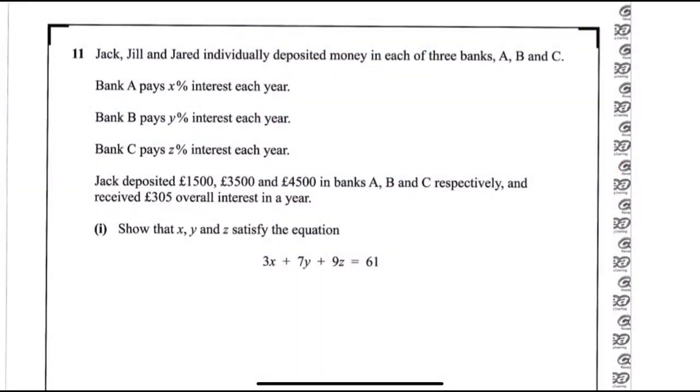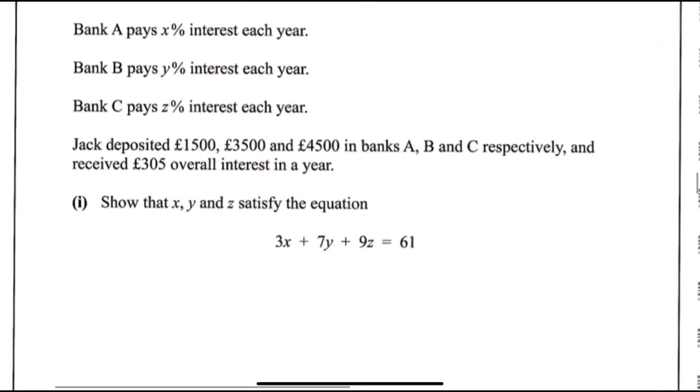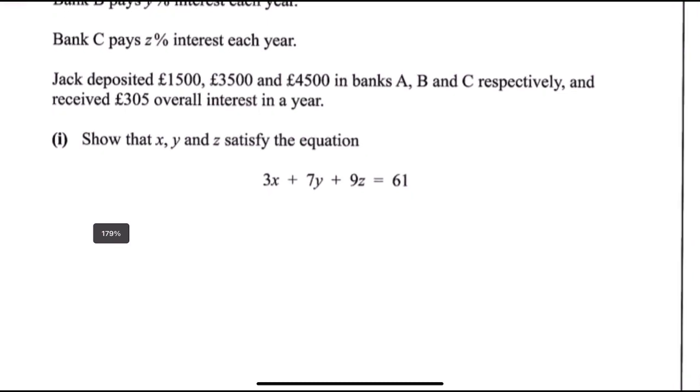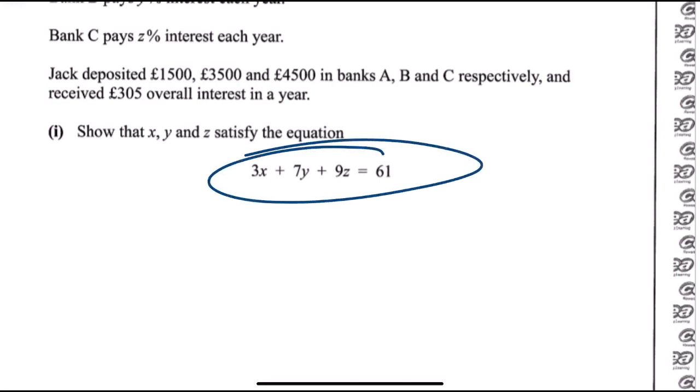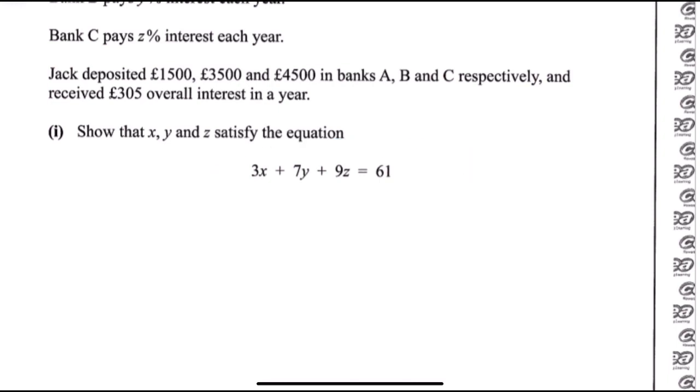Question 11 says, Jack and Jill and Jared individually deposited money in each of their 3 banks, A, B and C. Bank A pays X% interest each year, Bank B pays Y%, and Bank C, Z. Jack deposits 1,500, 3,500, 4,500 in banks A, B and C respectively, and received £305 overall interest in a year. Show that X, Y and Z satisfy the equation 3x plus 7y plus 9z equals 61. Try not to think too much about where you're trying to get to and just get started.